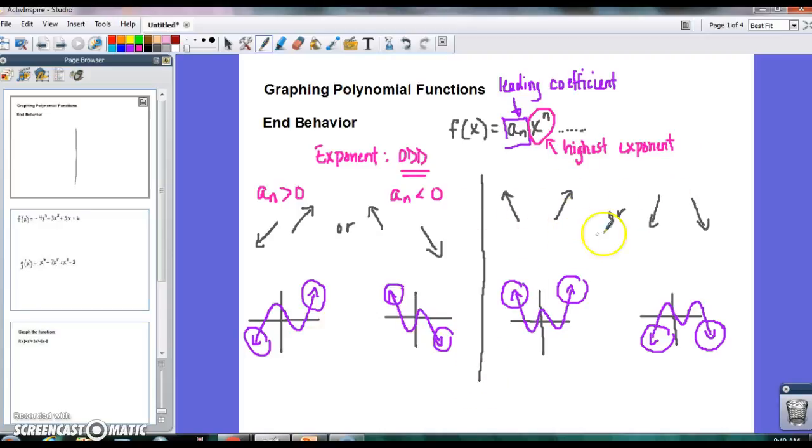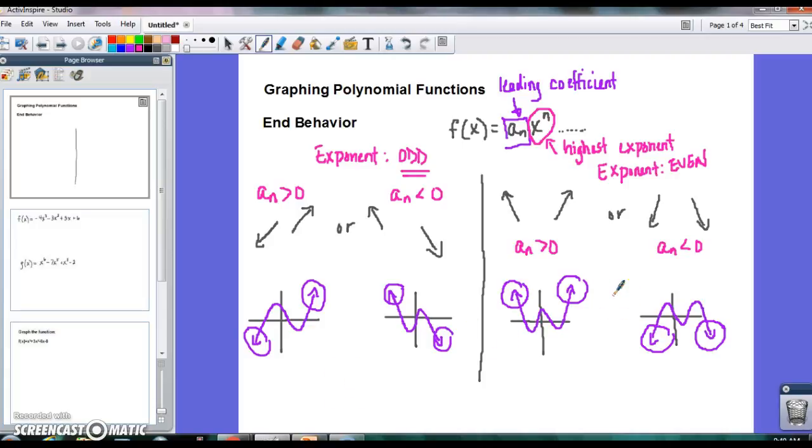For the two on the right here, obviously these represent when your exponent is odd. These two are going to represent when your exponent is even. In this case, if both ends are up, your a sub n is positive. If both ends are down, your a sub n is negative, right? Up is good, down is bad. You can almost think of it that way.